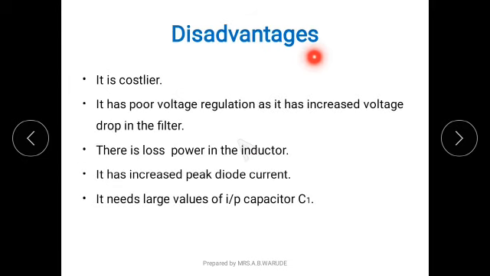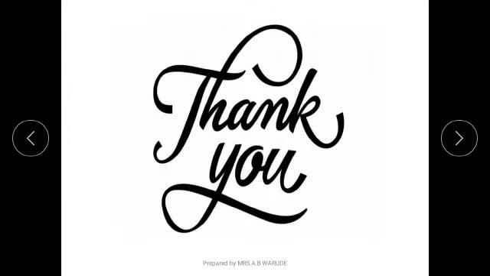Then the disadvantages of this pi filter: it is costlier, it has poor voltage regulation as it has increased voltage drop in the filter, and there is loss of power in the inductor. It has increased peak diode current and it needs large values of input capacitor C1. That's all about the pi filter.